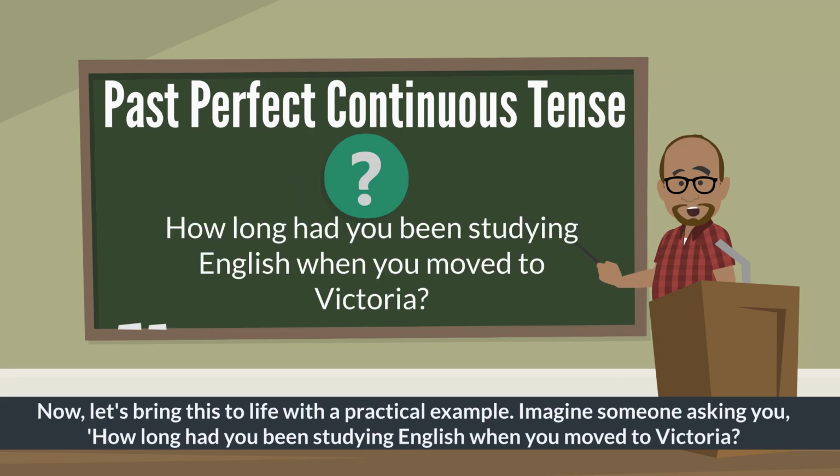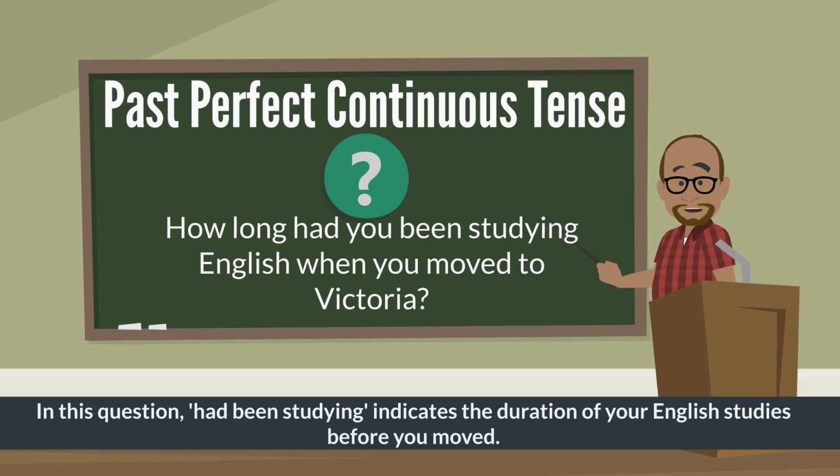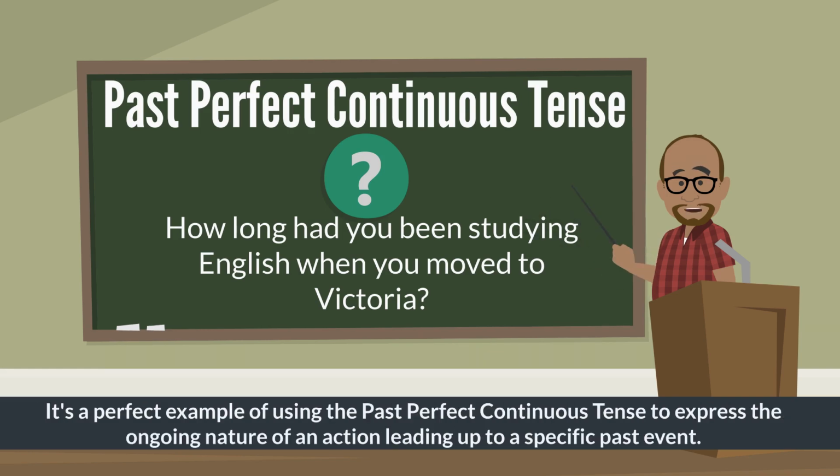Now, let's bring this to life with a practical example. Imagine someone asking you, how long had you been studying English when you moved to Victoria? In this question, had been studying indicates the duration of your English studies before you moved. It's a perfect example of using the past perfect continuous tense to express the ongoing nature of an action leading up to a specific past event.